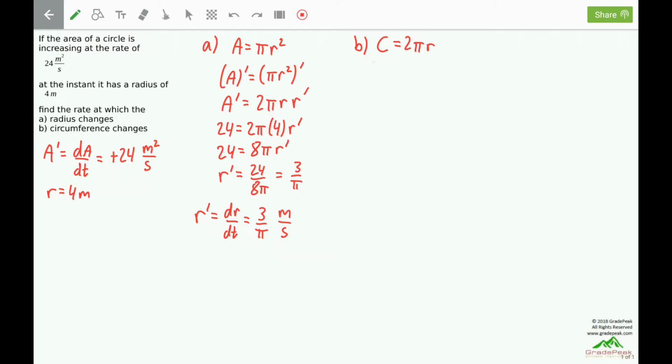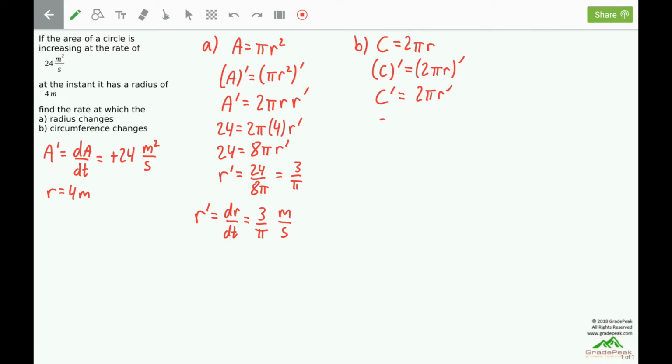We can take the time derivative of both sides to generate the related rates equation, indicated by a prime on both sides. The derivative of the left will be a 1, but then times C prime, since it's implicit. And on the right, the derivative of a constant times r will be the constant 2 pi, but then times r prime, because it's also implicit. Every variable will get a prime when we take a time derivative. There's our related rates equation.